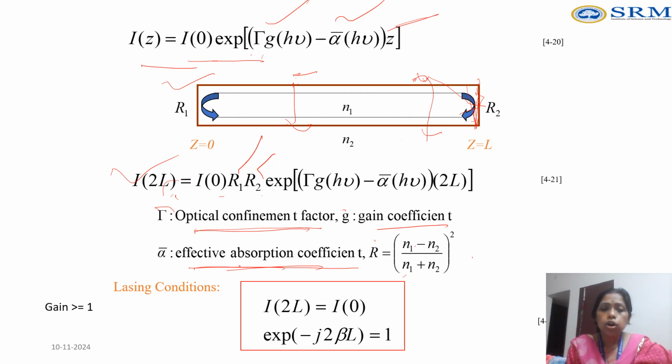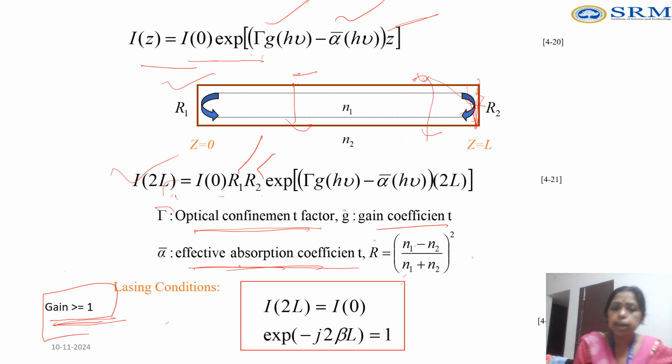Now, for the lasing condition, the minimum gain should be greater than or equal to 1. Then there will be the proper lasing condition and you will get coherent light. If there is no gain, then you will not get any coherent light. So the minimum gain should be greater than or equal to 1.